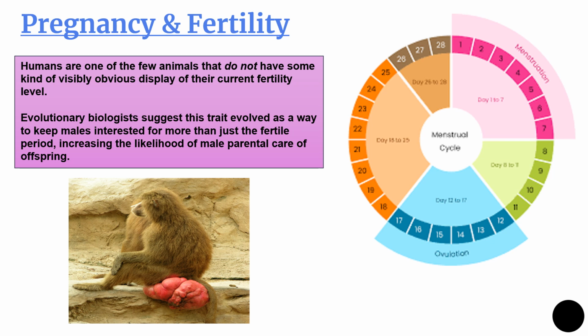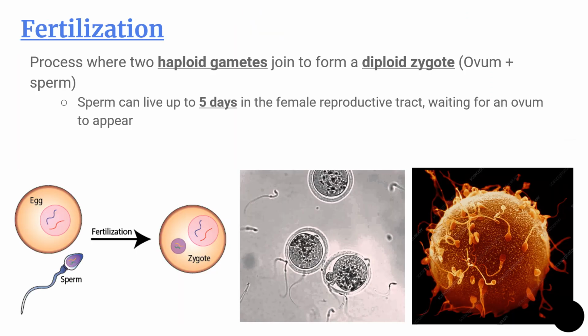All right, so now we're ready to talk about pregnancy and fertility. Humans are one of the few animals that do not have some kind of visibly obvious display of their current fertility level. We think that this trait evolved to try to keep mates more invested and around to help with parental care of the offspring. That's the current hypothesis on it.